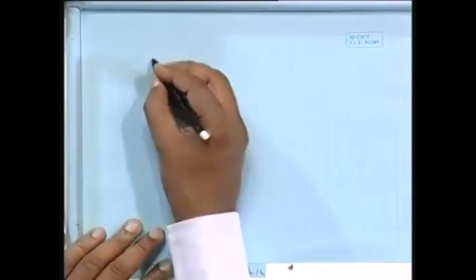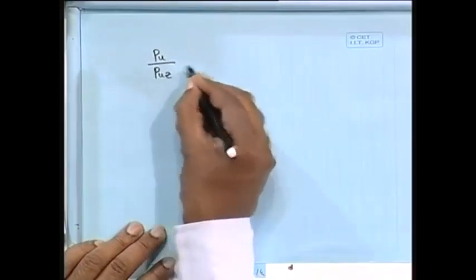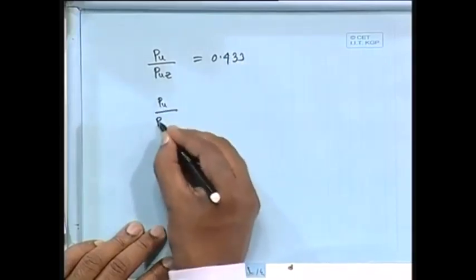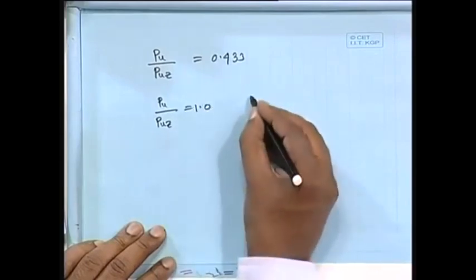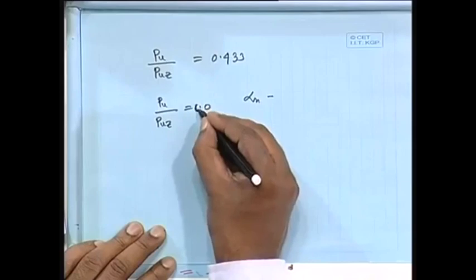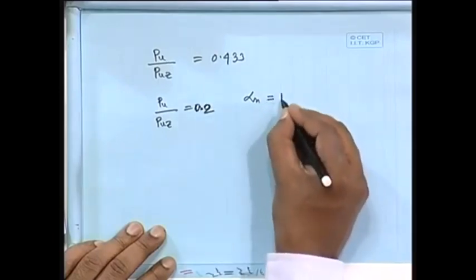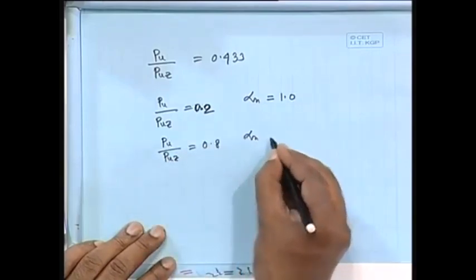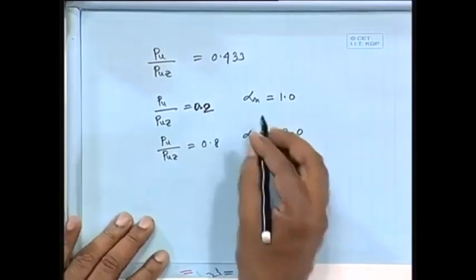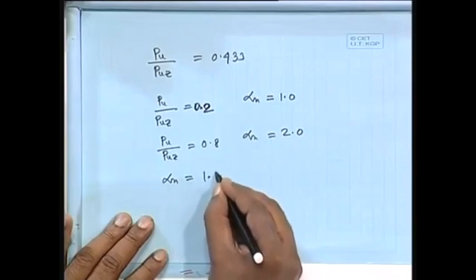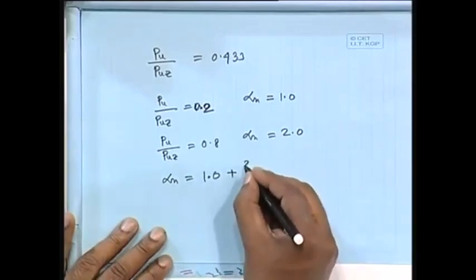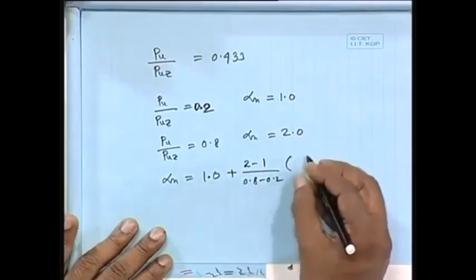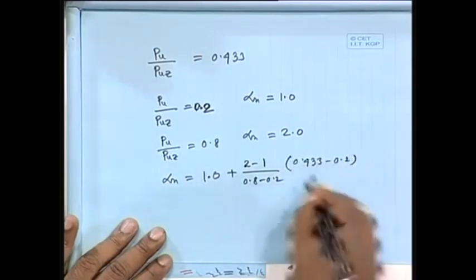So PU by PUZ we have computed 0.433. For PU by PUZ equal to 0.2, alpha n equal to 1.0; PU by PUZ equal to 0.8, alpha n equal to 2.0. So alpha n equals 1.0 plus (2.0 minus 1.0) times (0.433 minus 0.2).